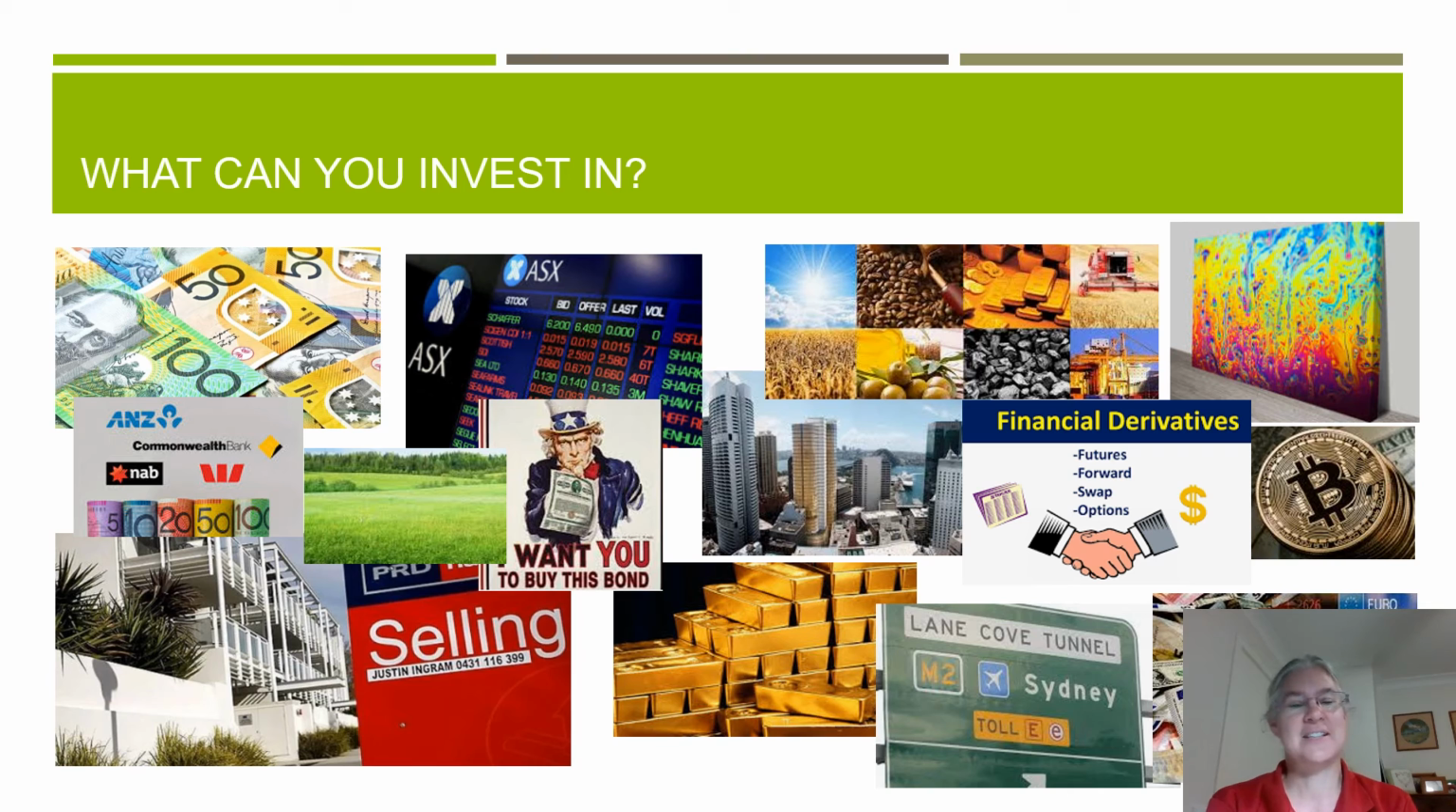Okay, so let's have a look. We've got cash in the top left corner. Then we've got a picture of the stock exchange with shares. Oh, commodities. There we have wheat, gold, coal, and then there are paintings, artwork. There's another place we can invest. Oh, there's Bitcoin. We've got financial derivatives, swaps, futures and forwards. We could invest in property. We've got some pictures of that, land. But we can also invest in infrastructure, for example tunnels, something a bit more unusual.